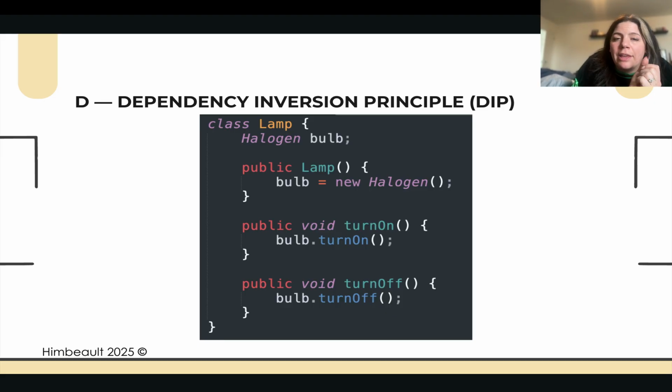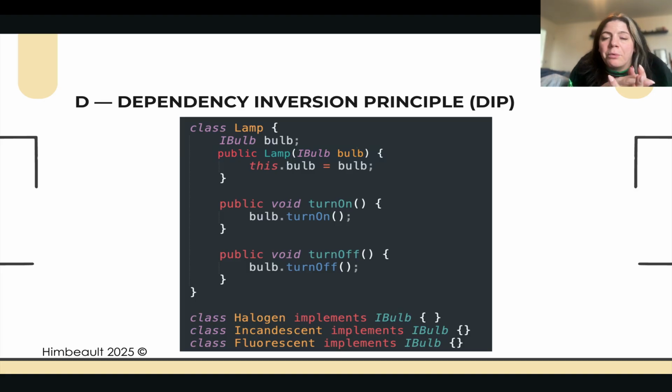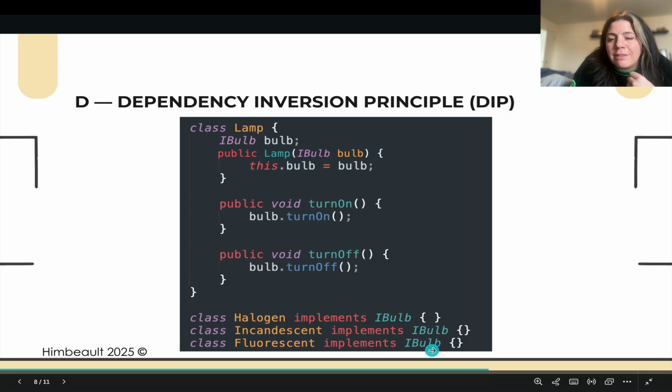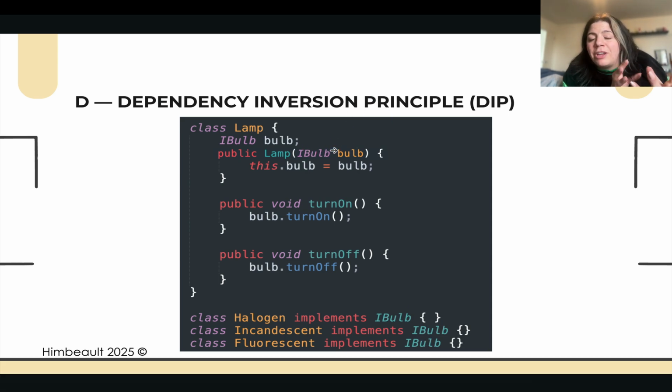We don't want that to be the case. We probably want a bulb interface, and then we can pass in the type of bulb that this lamp is currently using. So here we go. We make an interface bulb that has a turn on and a turn off method defined in it. And now we've got fluorescent, incandescent, halogen, all these different types of bulbs, each of which can implement that bulb interface. And now we can just pass it in. So now we keep our lamp, and if we want to change the light bulb, all we do is put a new light bulb in it.